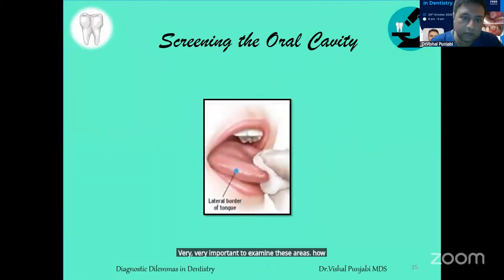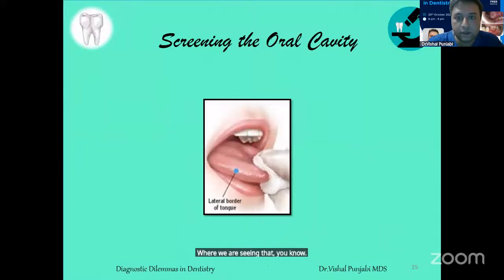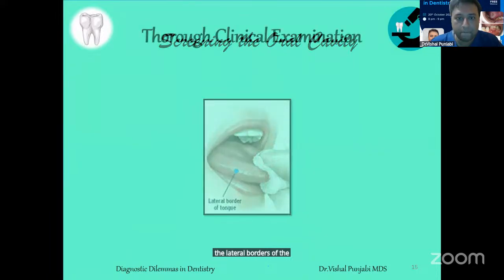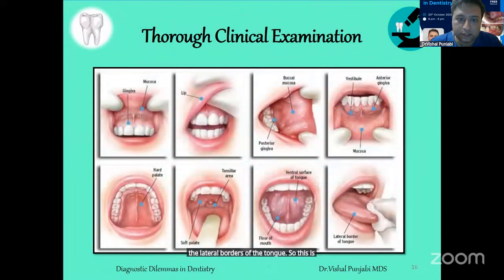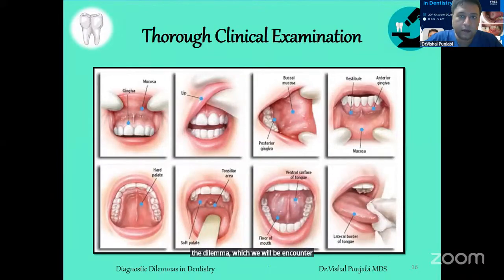How we can see here, we can examine the lateral border of the tongue, where a gauze is being used, a sterile gauze. We can have a nice grip at the tip, gently protrude, help the patient protrude the tongue and just move it to both the sides to see the lateral borders of the tongue. So this is a summary of the same. And what we are observing is the entire step-by-step thorough clinical examination, which is a prerequisite to basically understand or to diagnose the dilemma which we will be encountering in our day-to-day practice.